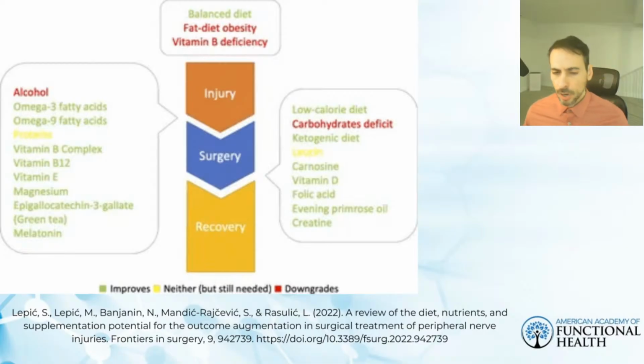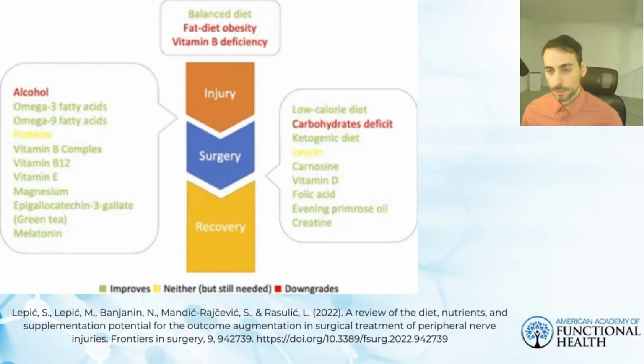Now, we're not going to get into each one of them and their mechanisms. We know that omega-3 is more anti-inflammatory and omega-6 is more pro-inflammatory. That's why you don't see omega-6 in this picture. The authors also marked green tea and melatonin as beneficial agents because they have strong antioxidant and neuroprotective effects. And on the right side, these are neuroregenerative compounds, as the authors refer to them, that could be taken after nerve damage.